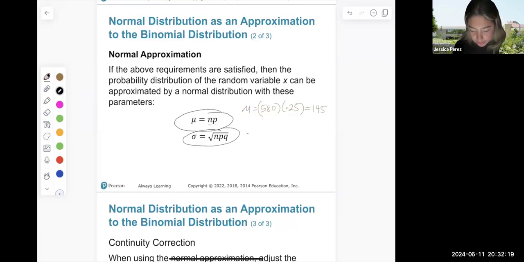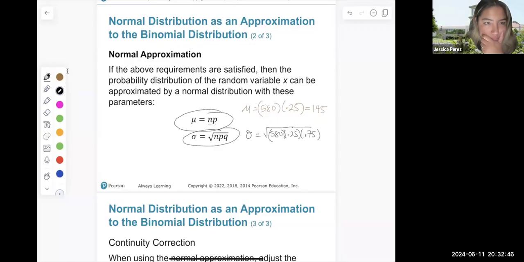And the standard deviation will be the square root of 580 times 0.25 times 0.75. So let's do that. 0.25 times 0.75 times 580 is going to be 108.75. So I'm going to take the square root of this, which is equal to 10.42 or 10.43 if I want to approximate to 2 decimal places.